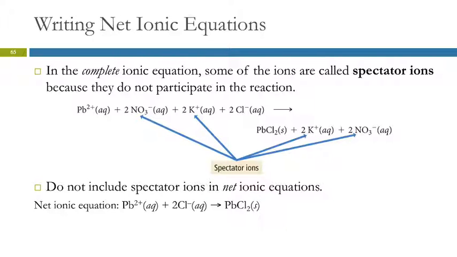Not really. What matters is that lead, two, and chloride were there. They got together and made a couple. They made a solid. So we just cross those guys off. Just cross them out. And the net ionic equation, you just write down everything that you didn't cross off. So this is the net ionic reaction.